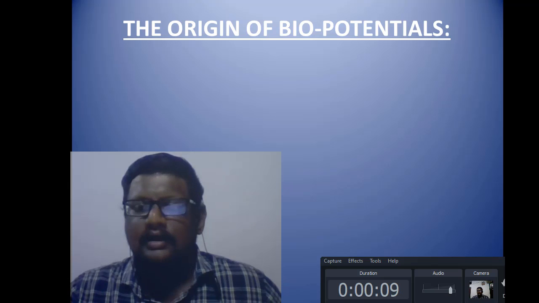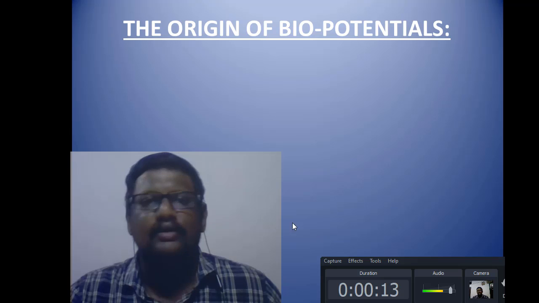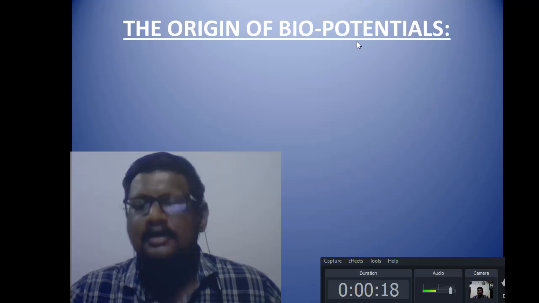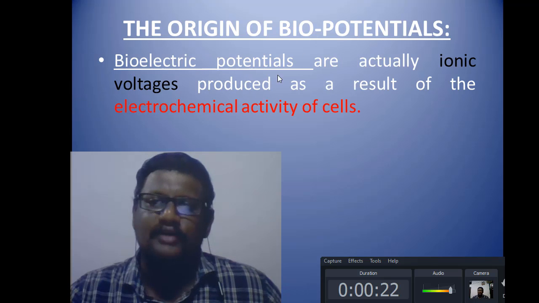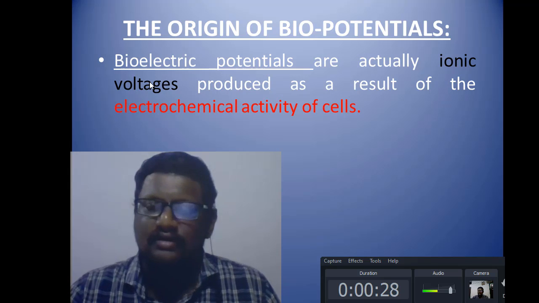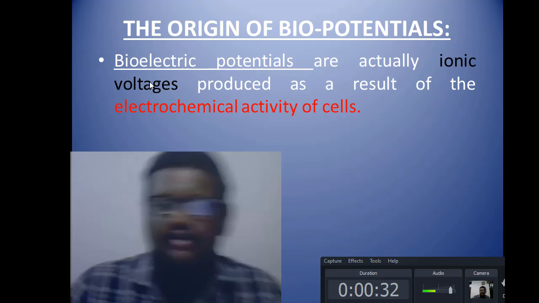So students, after the basic biomedical instrumentation we studied in the last class, the next heading we are going to is the origin of biopotentials. As I told, biopotentials are nothing but the voltages that originate from the human body. Biopotentials are usually ionic voltages. What are ionic voltages? The voltages that occur due to the difference in the concentration gradients. That is what is called ionic voltages, and they are in the range of millivolts.